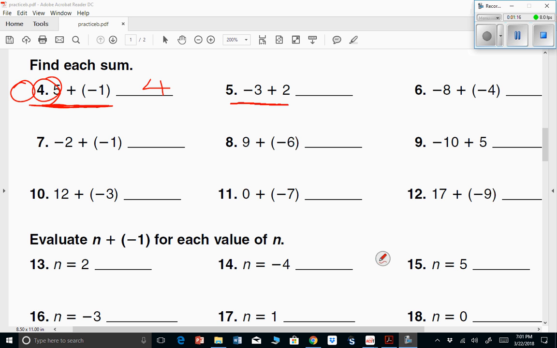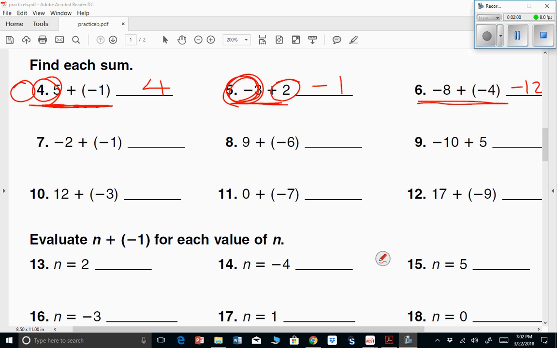Okay, over here on number 5, we also are adding two numbers whose signs are different. We have a negative and a positive. So we actually subtract, 3 minus 2 is 1, and keep the sign of the bigger one. The 3 had the bigger absolute value and it's negative, so our answer is going to be negative. Over here, we are adding two numbers whose signs are the same. If the signs are the same, just add. 8 plus 4 is 12 and keep the sign that they share, negative. So -8 plus -4 is -12.